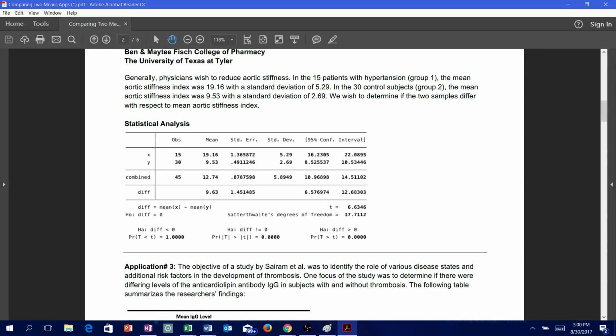This is 9.63. What's the unit? Oh yeah, there it is. Oh, units? They didn't give it to us. There's no units on the first one either. So this one's going to be the other one, right? The independent samples. They're independent because there's two different groups, a control group and a test group.